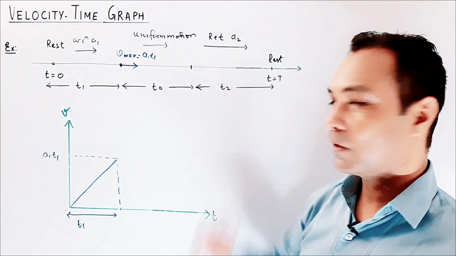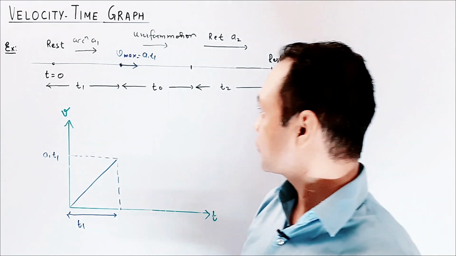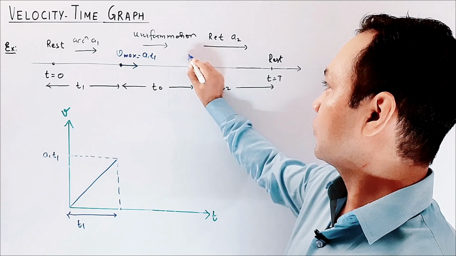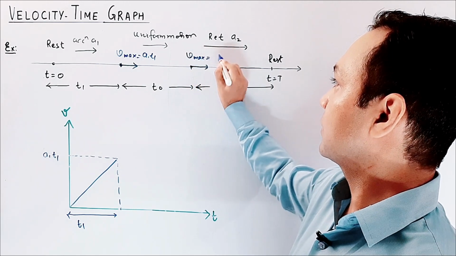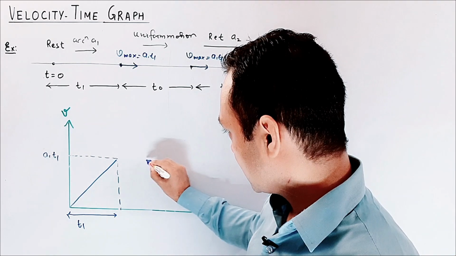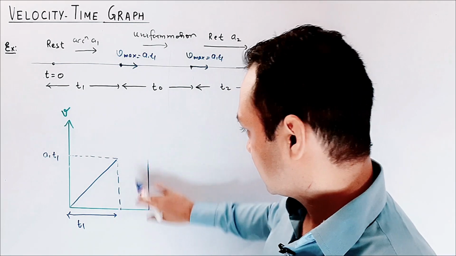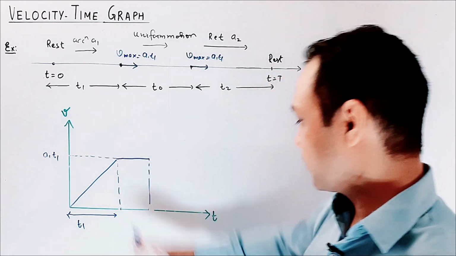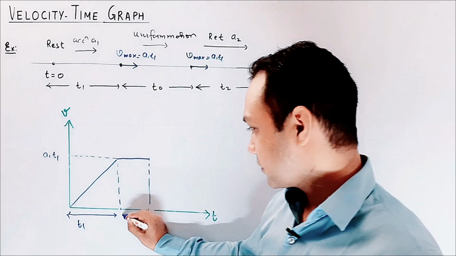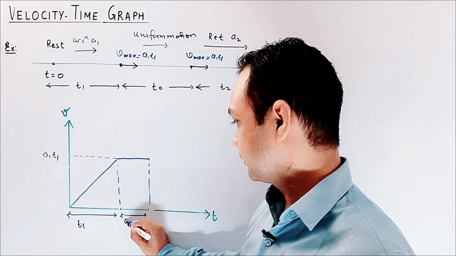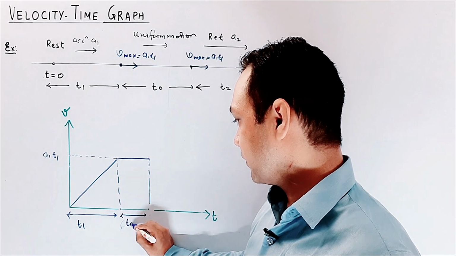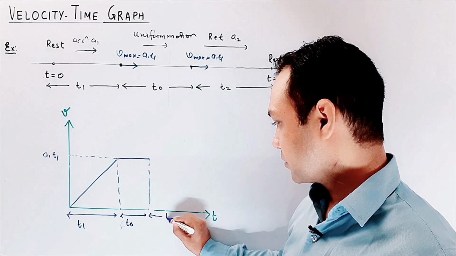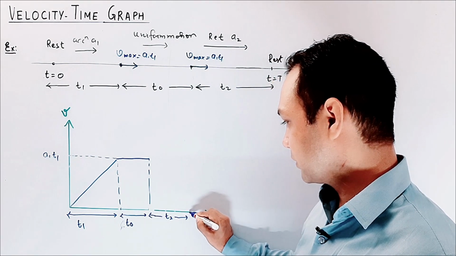And now it moves for time t0 in uniform motion. So from here to here it has a velocity the same as v max, that is a1 t1. From here to here the graph is a straight line parallel to the t axis, acceleration is 0. This time interval is t0. And finally it will come to rest in time t2, and we know that the acceleration is uniform, so the graph has to be a straight line.